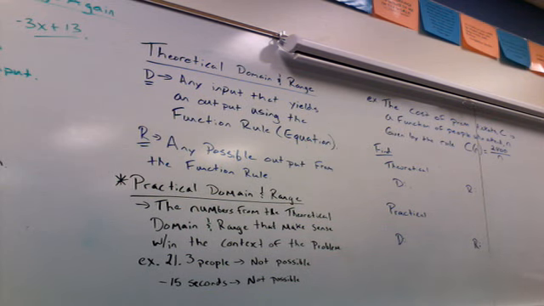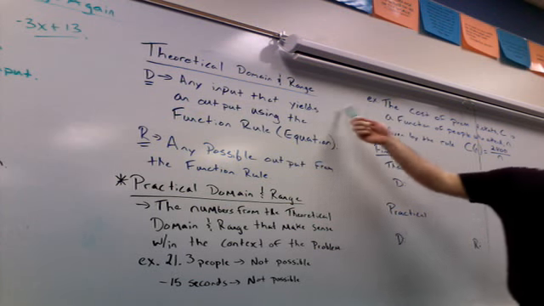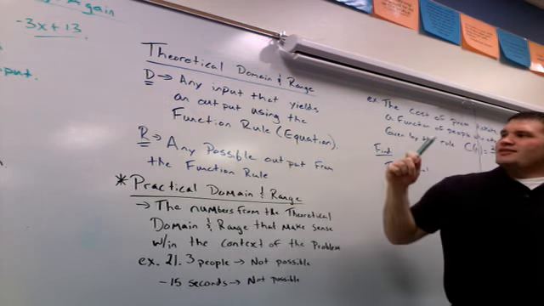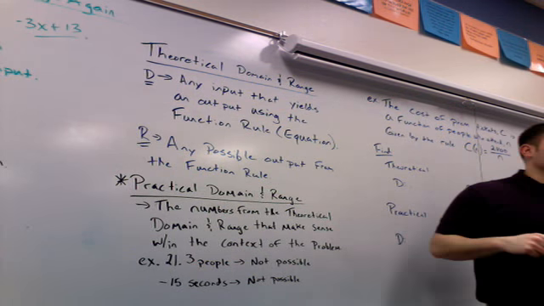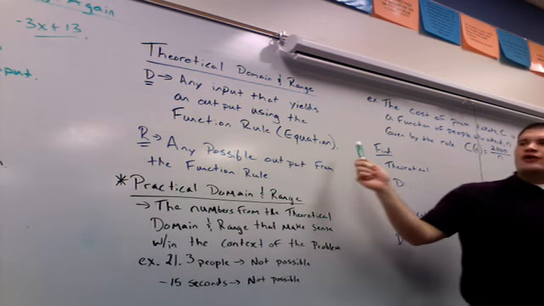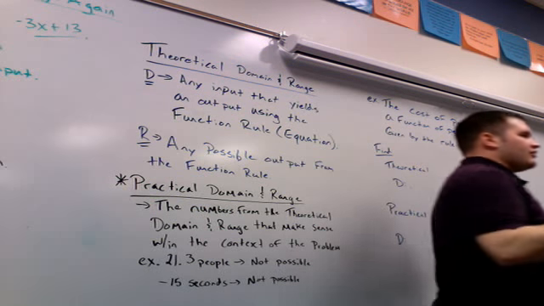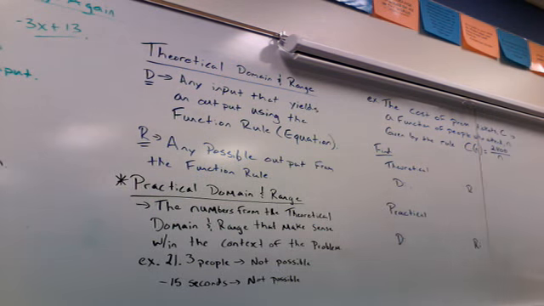All right. So theoretical domain and range. For our domain, it's any input that yields an output using the function rule. How is that different from what we just wrote down? Is it any different, guys?